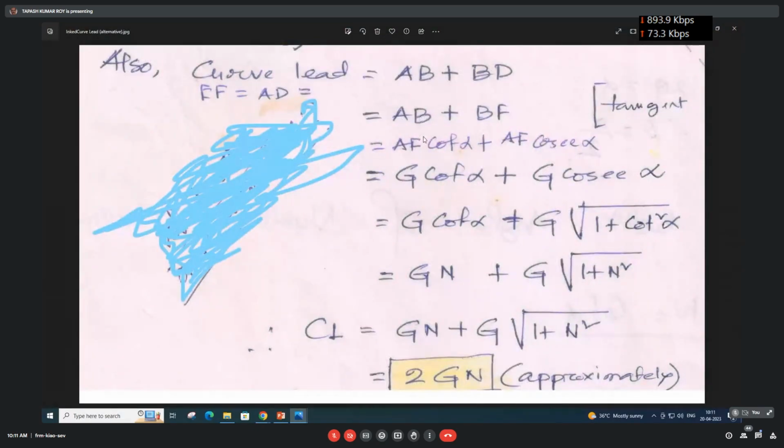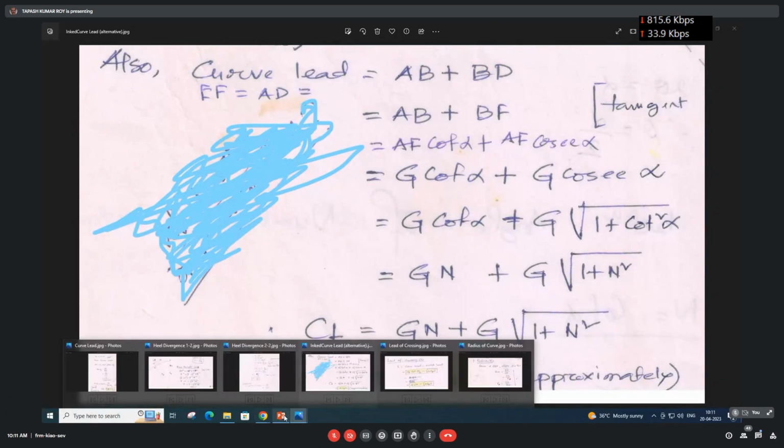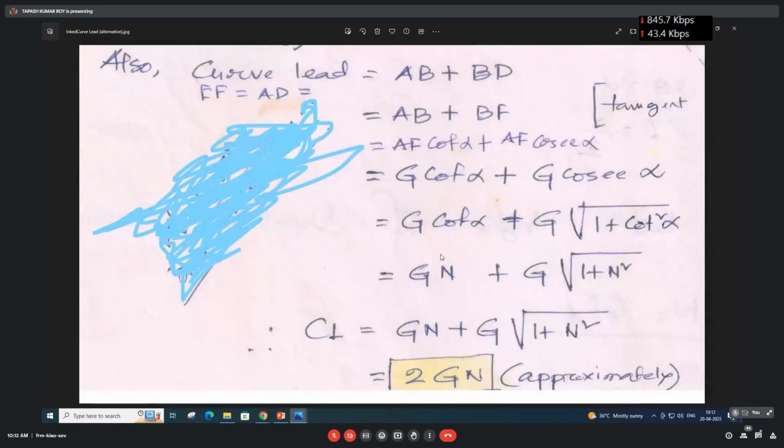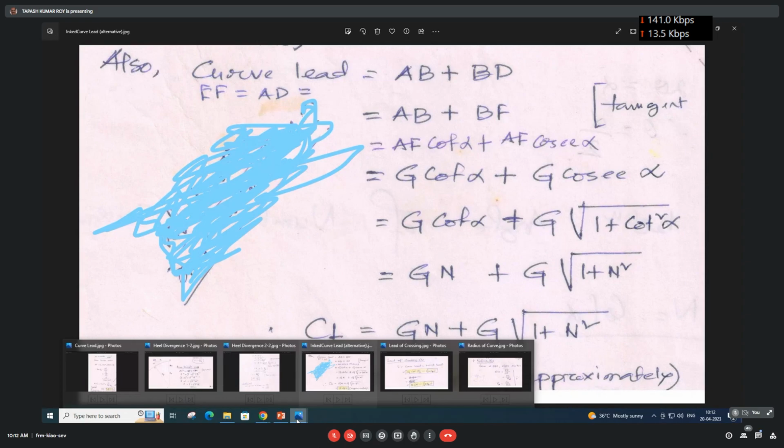Now AB equal to AF cot alpha. If we come to the picture, AB equal to BF or FB cot alpha, because alpha is the angle of crossing, so this is the opposite angle. So AB is equal to FB cot alpha. Okay. Another one, BF or FB.